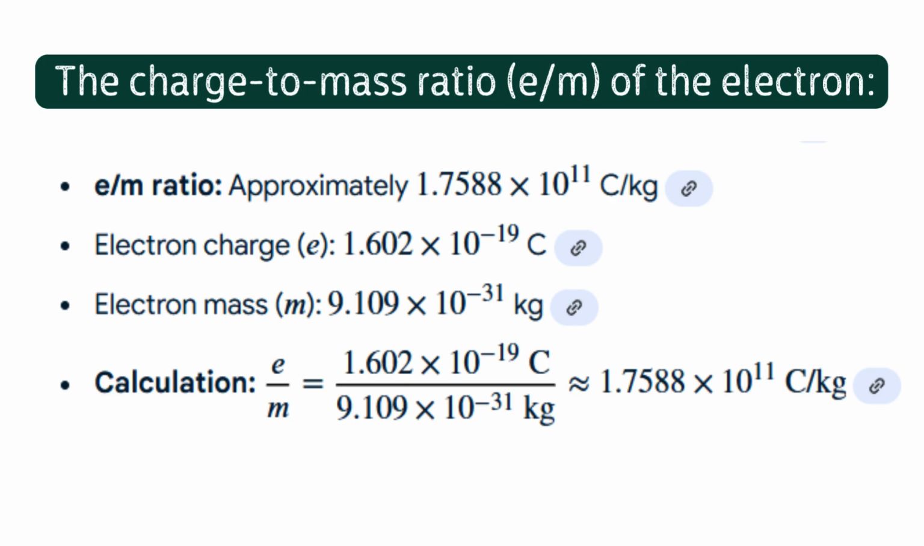When we divide the charge by the mass, that is, e divided by m, we get 1.602 times 10 to the power minus 19 divided by 9.109 times 10 to the power minus 31, which gives approximately 1.7588 times 10 to the power 11 coulombs per kilogram. This value was first determined by J.J. Thomson in his cathode ray experiment, and it showed how extremely light the electron is compared to its charge.